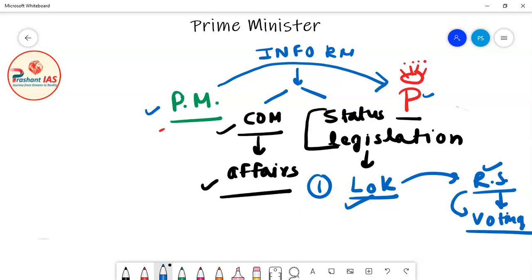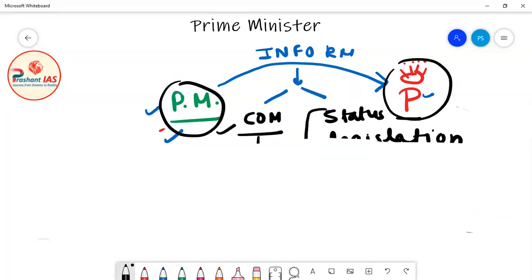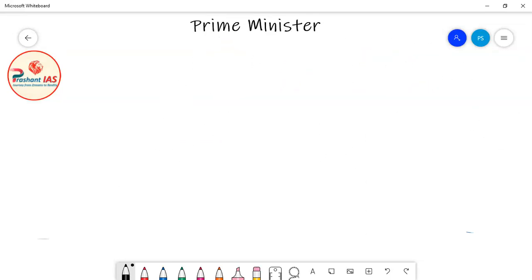So it is the duty of the Prime Minister of India to inform the President of India about the affairs of the Council of Ministers and about the status of legislation in the parliament. Now friends, what can we conclude with the help of the above discussion? Okay, so now I am asking you what we can conclude. So friends, let's suppose this is the Council of Ministers.